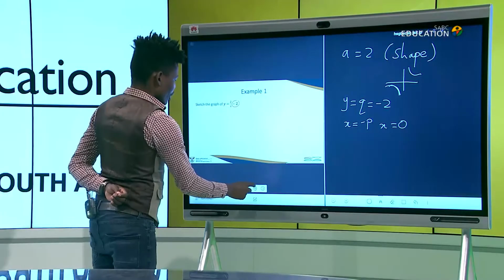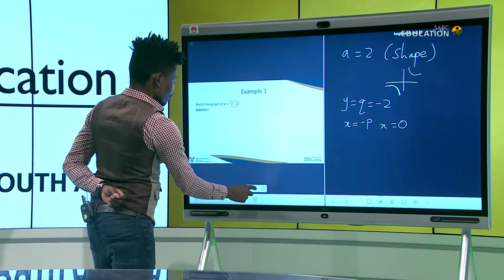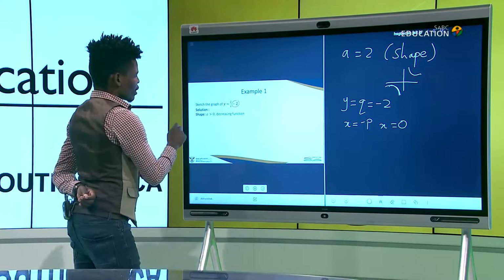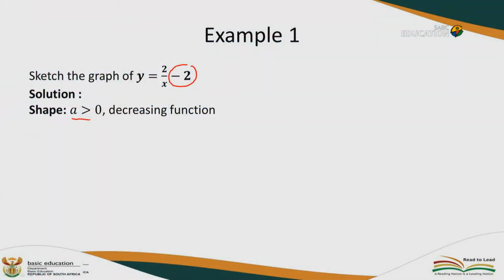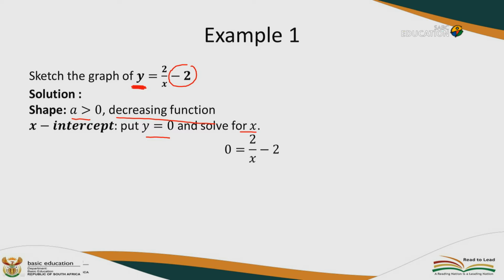All right, so now let us look at the worked out solutions. If we look at our solution, we're saying that because A is positive, we have a decreasing function, and we know that the graph is going to be on the first and the third quadrant with respect to our asymptotes. Now for the x-intercept, we are going to put y equal to 0, and then we solve for x. So our y is equal to 0.